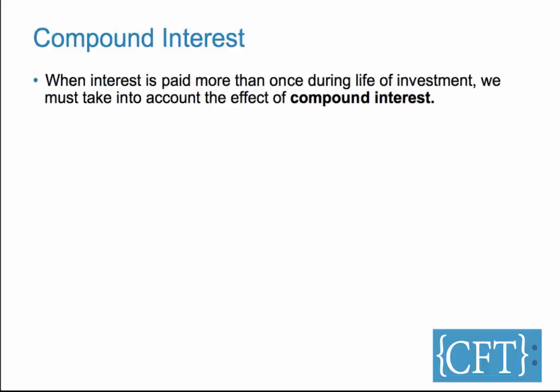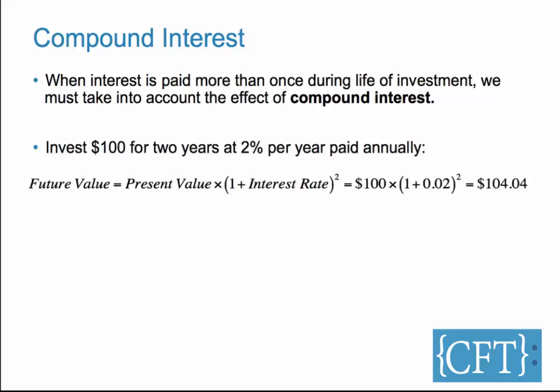When interest is paid more than once during the life of an investment, we have to take into account the effect of compound interest. That is, the fact that we will earn interest on the interest that we receive. Suppose, for example, that we invest $100 for 2 years at a rate of 2% per year. At the end of 1 year, we'll receive an interest payment of $2. This can be reinvested for the second year, so that in the second year we earn interest not only on our $100, but on the $2 of interest that we received at the end of the first year.